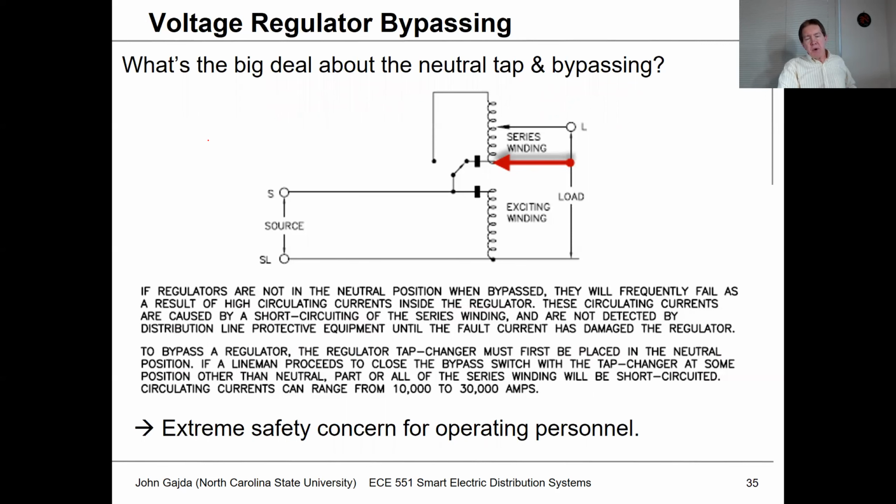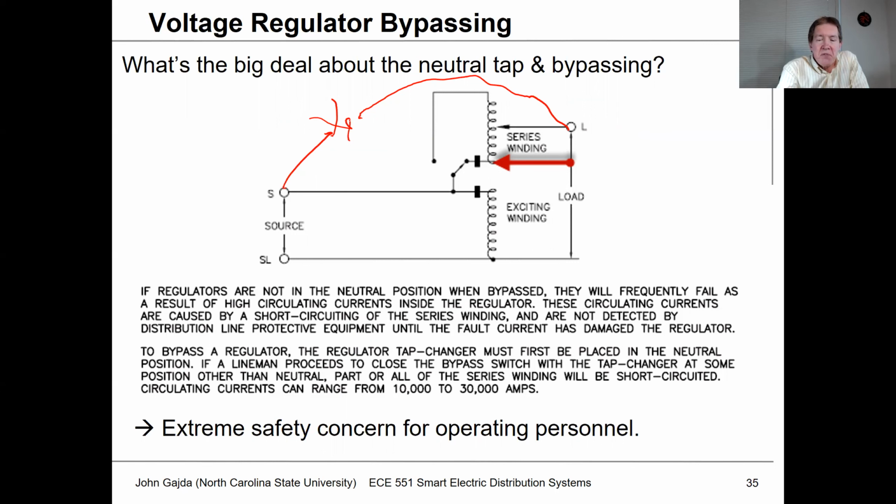And one thing I want to point out, when you're doing maintenance, you need to make sure that if you do maintenance on one of these devices, the tap position is in the 0 set point. So why would you want something like this? Well, let's suppose that I'm doing maintenance on this device. If I do maintenance, what do I do? I'm going to short this device out right here. I'm going to close the switch and basically take this device out of service.